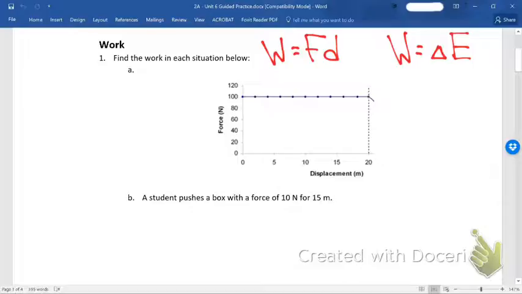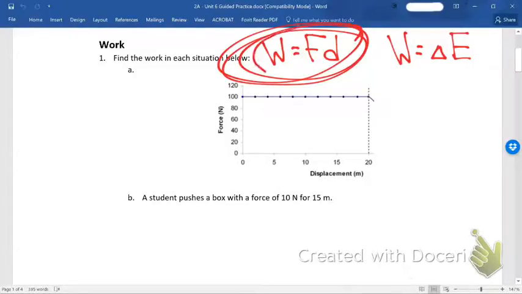In the second question here, it tells you that a student pushes a box with a force of 10 newtons for 15 meters. So we're still using the same equation. What you need to do is identify the components of it. What is the 10 newtons a measurement of, and what is the 15 meters a measurement of? Pull out your equation and make sure that you plug the numbers into the right area. So you should end up putting those numbers in and performing the necessary calculation to get your answer. Make sure that you're showing all your work here when you complete these problems.